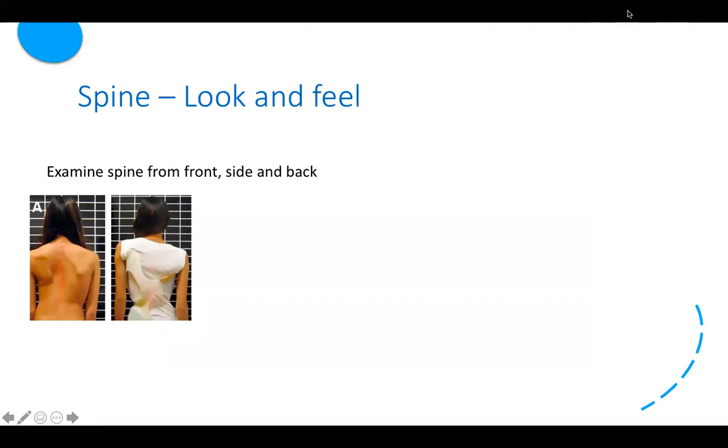So once we examine the gaits, we'll move on to the spine, and we'll start with look first. So when you examine the spine, you want to examine from the front. You just want to examine the chest from the front, and then from the sides and the back. I've put an image there and I've written A. Can anyone guess what A is? Okay. Yeah, that's perfect. So it is scoliosis. So it's basically an abnormal curvature of the spine.